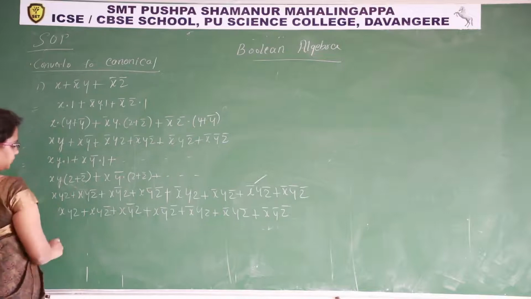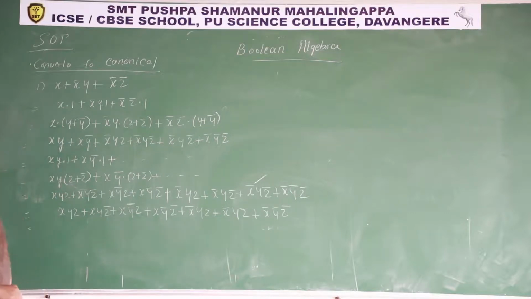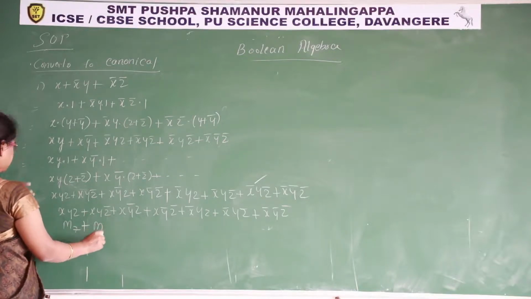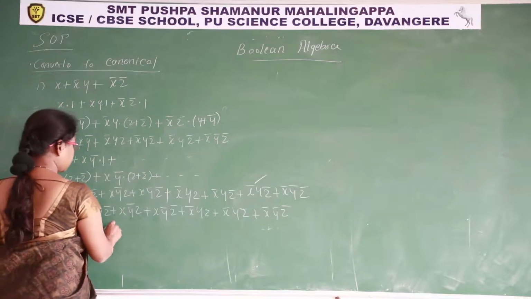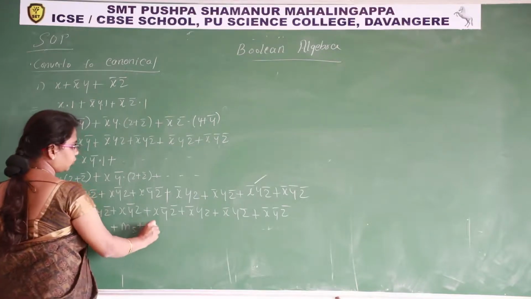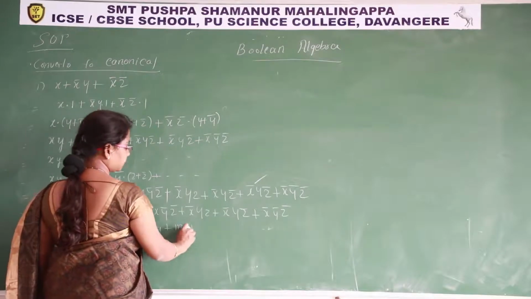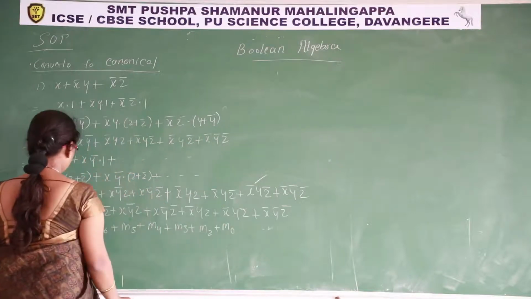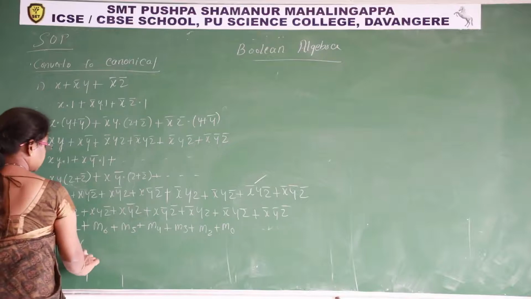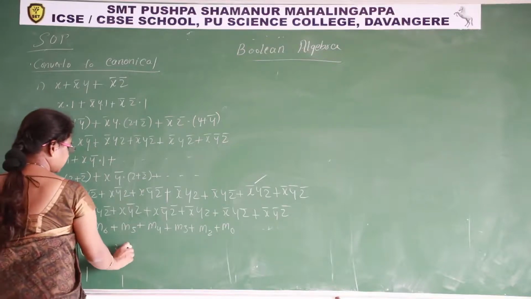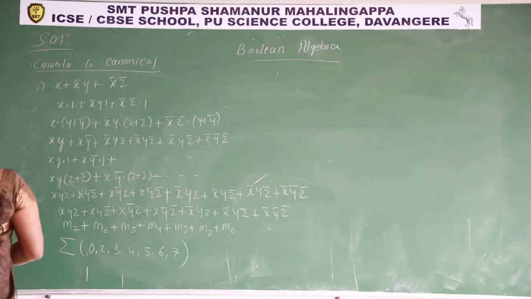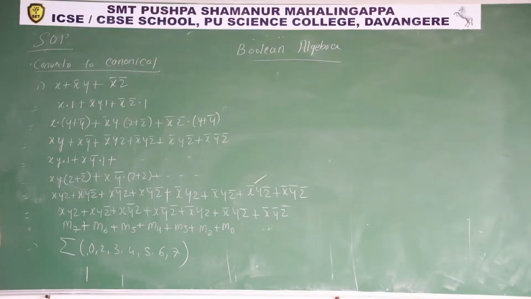Now it can be written as xyz, 3 variable binary value 1 1 1, that is 7, m7, then m6, m5, m4, m3, m2 and m0, that is equal to sigma 0 2 3 4 5 6 7. Next, a b bar into b bar plus c.